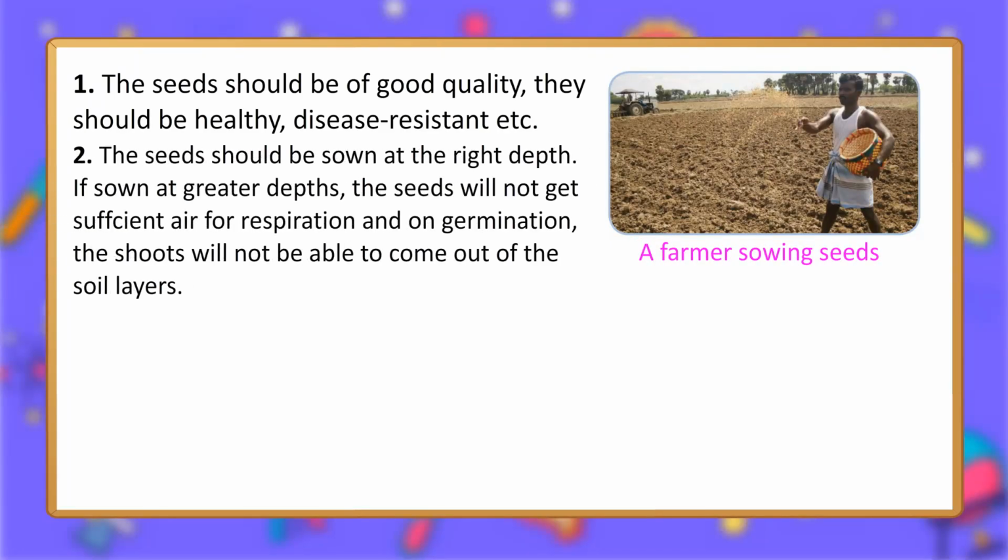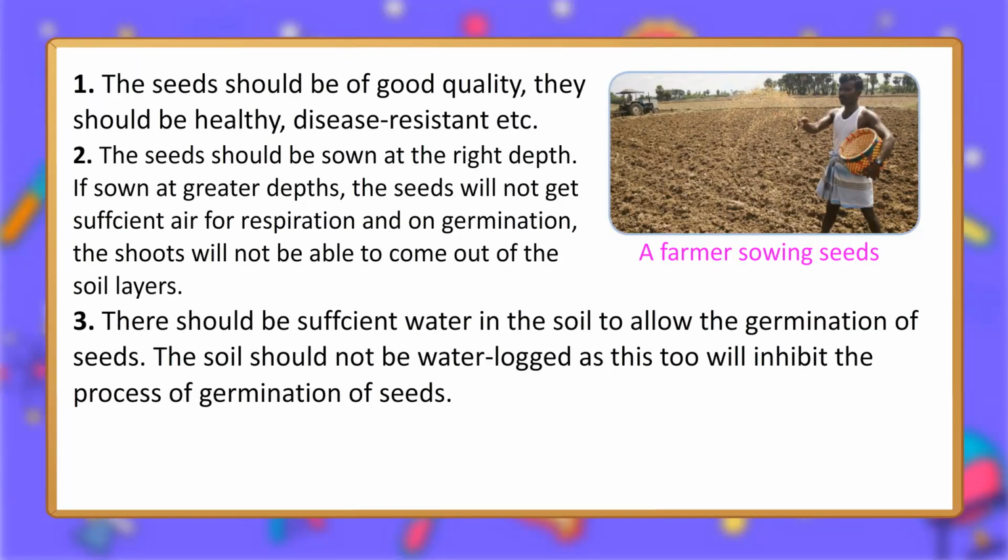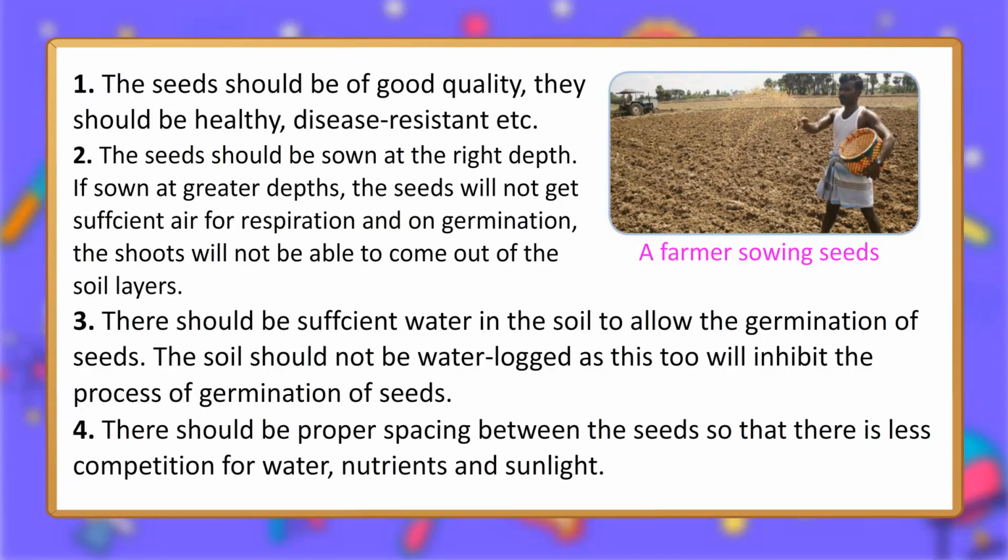2. The seeds should be sown at the right depth. If sown at greater depths, the seeds will not get sufficient air for respiration, and on germination, the shoots will not be able to come out of the soil layers. 3. There should be sufficient water in the soil to allow the germination of seeds. The soil should not be waterlogged, as this too will inhibit the process of germination of seeds.